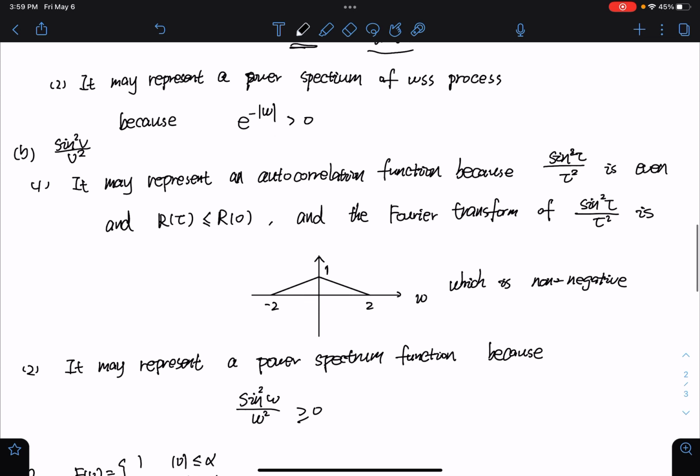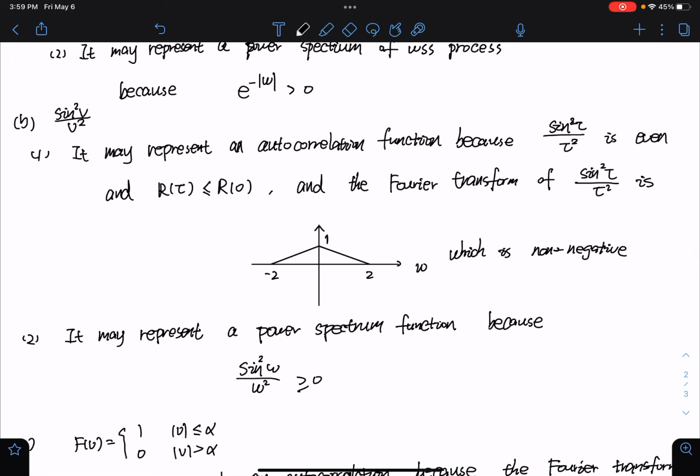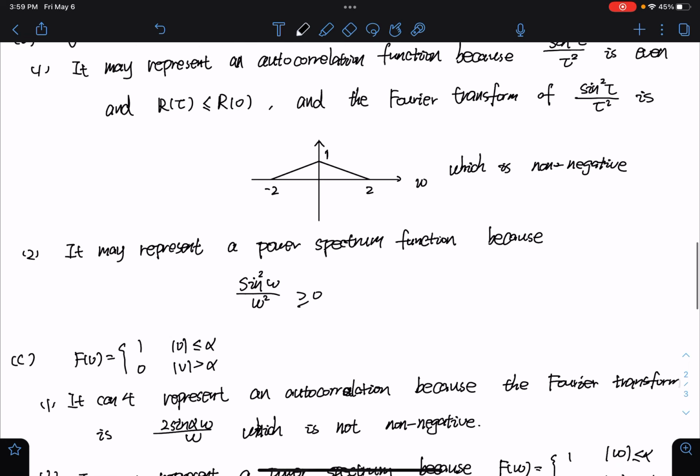It may also represent a power spectrum function because it is larger than 0, which is easy to prove because sine omega squared is larger than 0, and omega squared is also larger than 0.